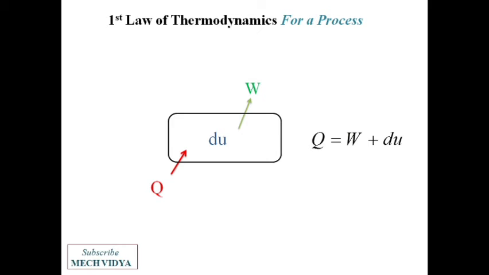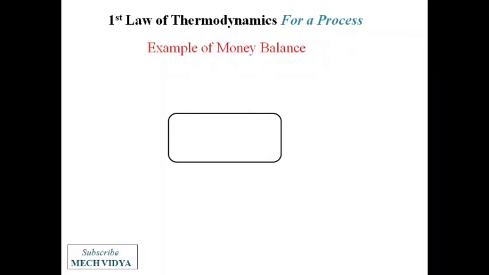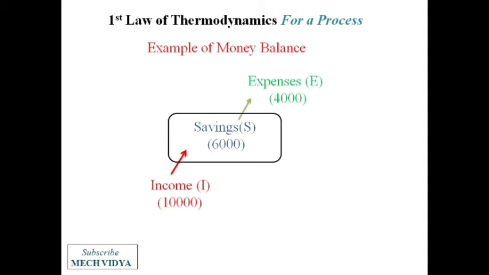Let me simplify this with an example of money balance. Suppose I am earning 10000 rupees per month and 6000 rupees I am saving in my account, so 4000 rupees will go out of my account as expenses. This is the same as this.